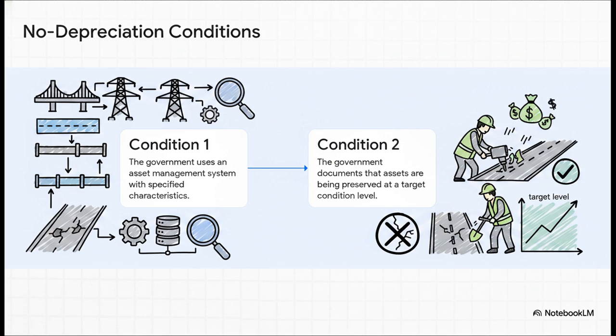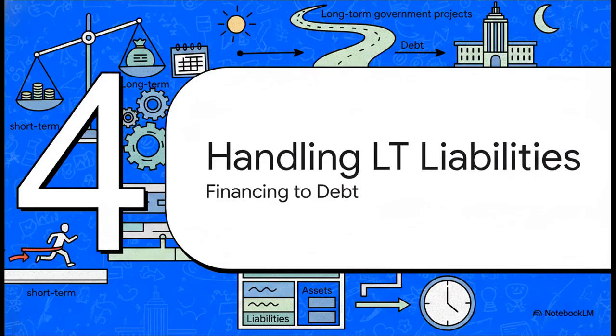The logic is pretty simple. If you can prove you're preserving the asset's service capacity through maintenance, GASB says that maintenance expense can take the place of depreciation expense. Okay, let's switch gears.